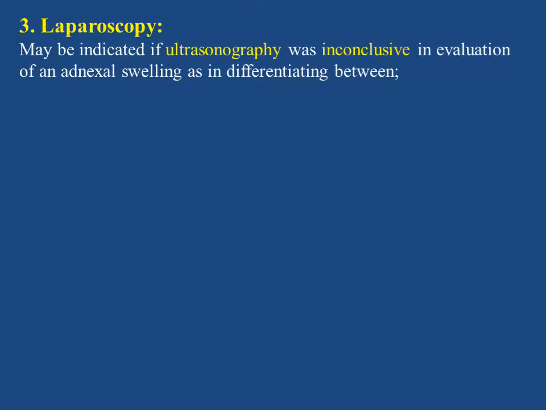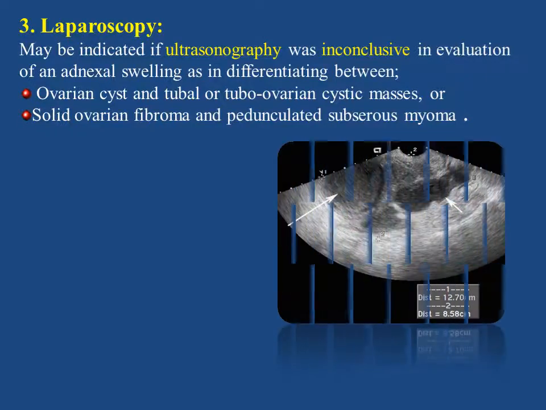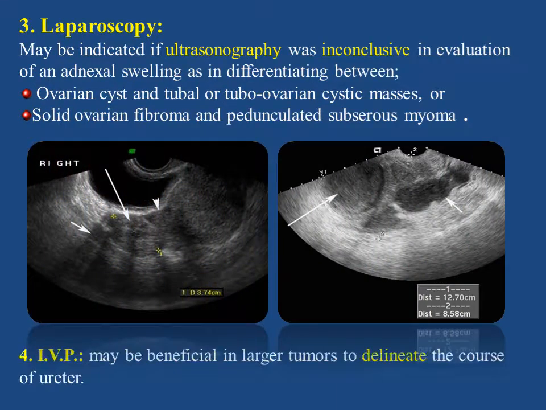Laparoscopy: if the ultrasound is not conclusive in the evaluation of adnexal swelling, you can go for a laparoscopy because it can differentiate between an ovarian cyst and a tubo-ovarian cyst. It can differentiate the solid ovarian fibroma from a pedunculated subserous myoma. And you will go for IVP if there is a large tumor, because this will delineate the course of the ureter.